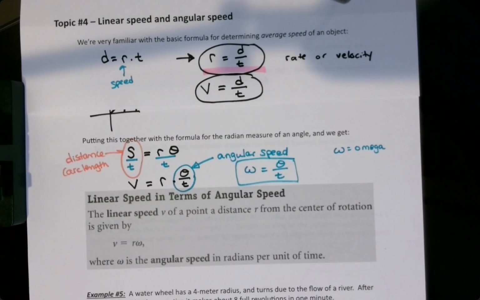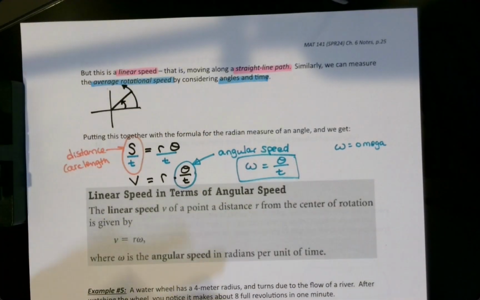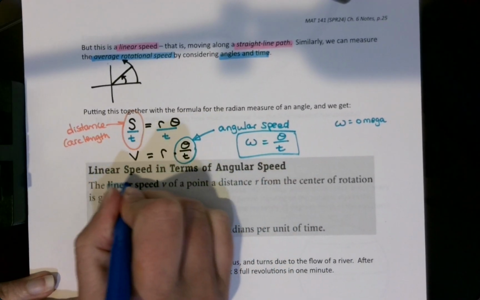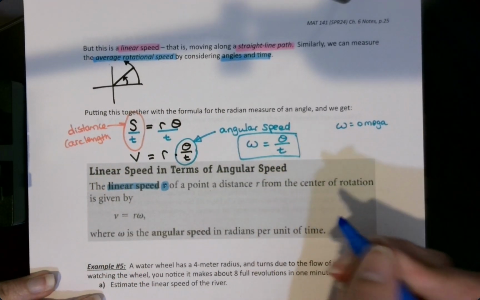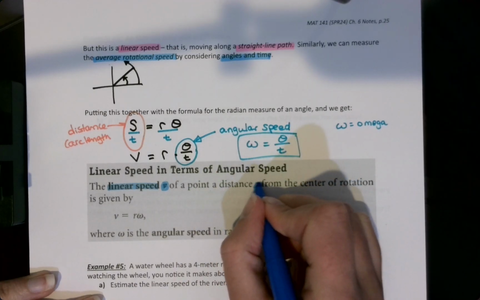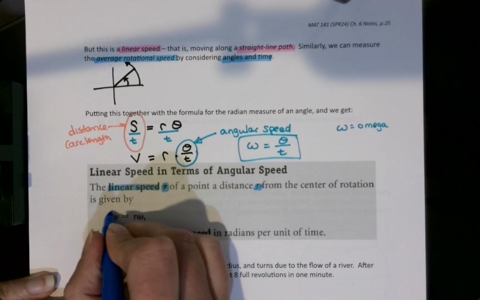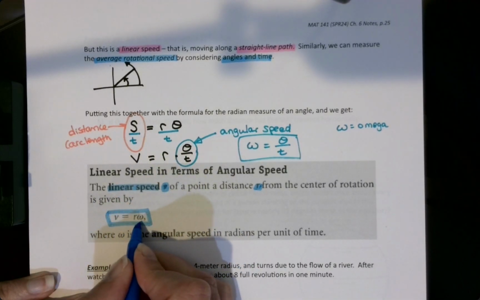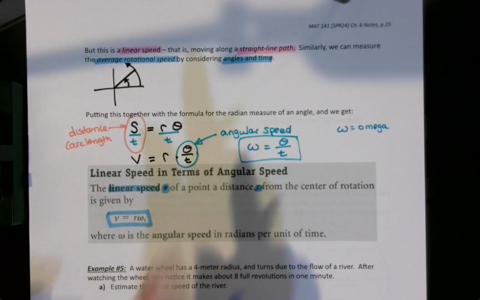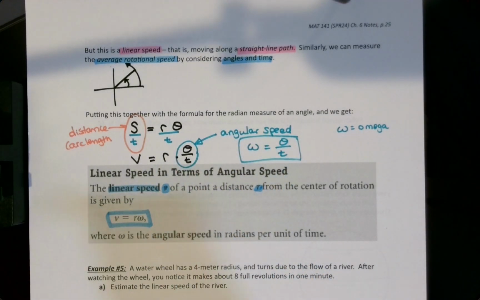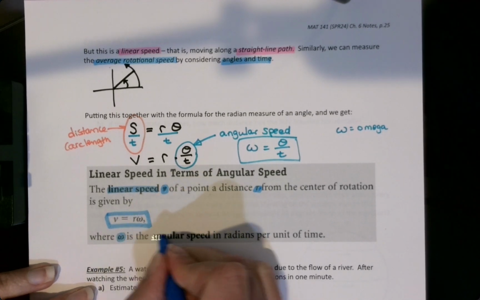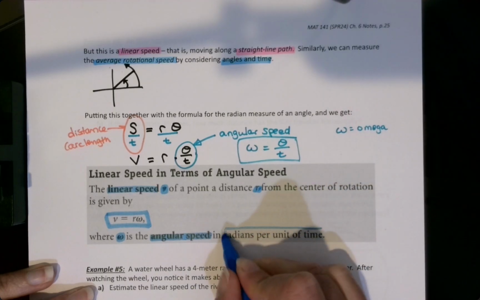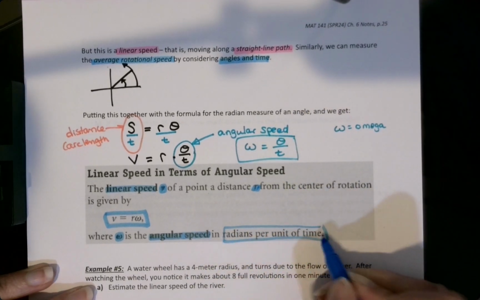Okay, so in conclusion here, we've got this box that says that if I want to talk about linear speed, v, of a point that is a distance r from the center of the rotation, it is given by v equals r times omega. We're subbing in omega right here. V equals R times omega, where omega is the angular speed, and angular speed is measured in radians for the angle per unit of time.